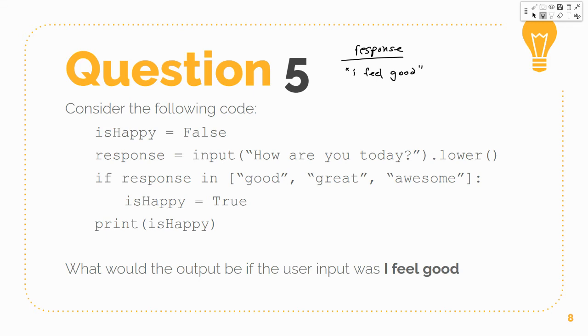Then we say if response is in good, great, or awesome, we're going to say is_happy is True. So is_happy is another variable. At the beginning, it was False. Now we're asking, is this in here? Well, no, it's not. This word is, but this one, the whole sentence or statement, is not. So is this true? No, this is not true, so we don't change the variable, and we're going to print is_happy. Well, is_happy is still False from the beginning, so this is going to print False.